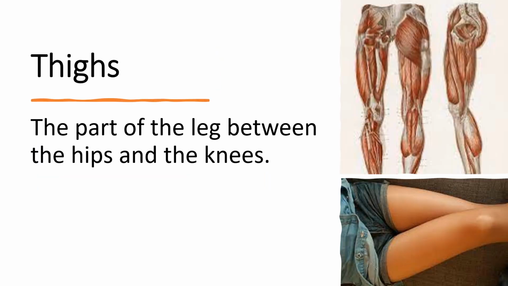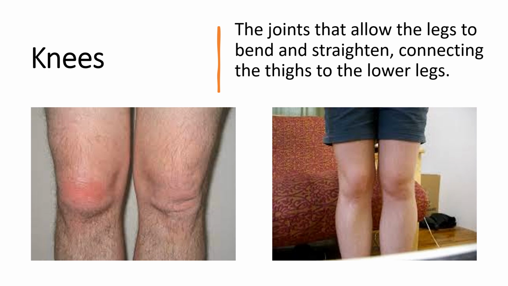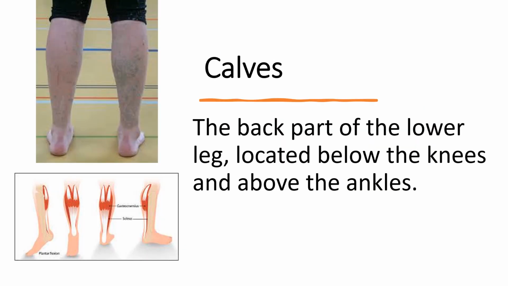Thighs. The part of the leg between the hips and knees. These are thighs. Knees. The joint that allows the legs to bend and straighten, connecting the thighs to the lower legs. Calves. The back part of the lower leg, located below the knee and above the ankle.